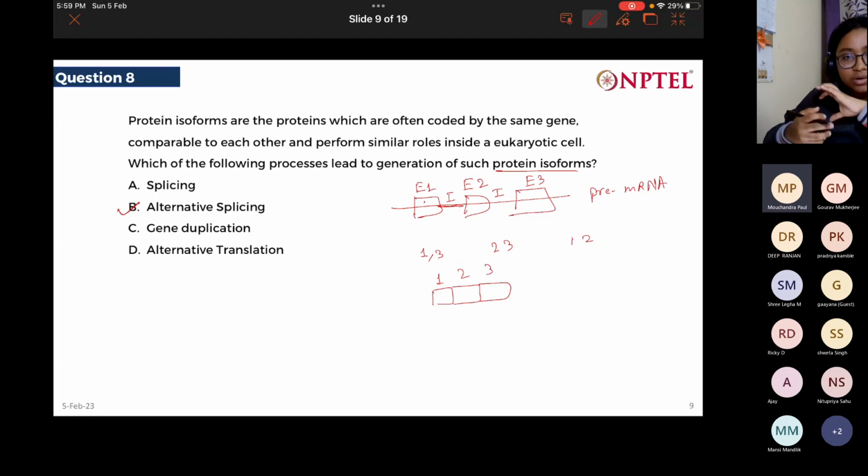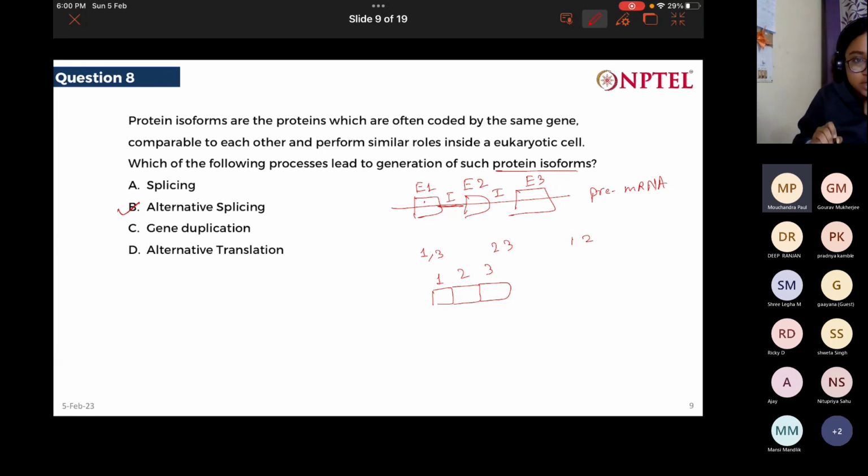In this way, the sequence in which the exons are arranged in the final mRNA is changed. And in the lecture, sir has explained what are the ways that alternative splicing can happen. It's a very complex process. Also gene duplication is not correct, because the same gene is being duplicated. There is alternative translation, and this refers to the translation process, where the amino acid sequence becomes alternative.